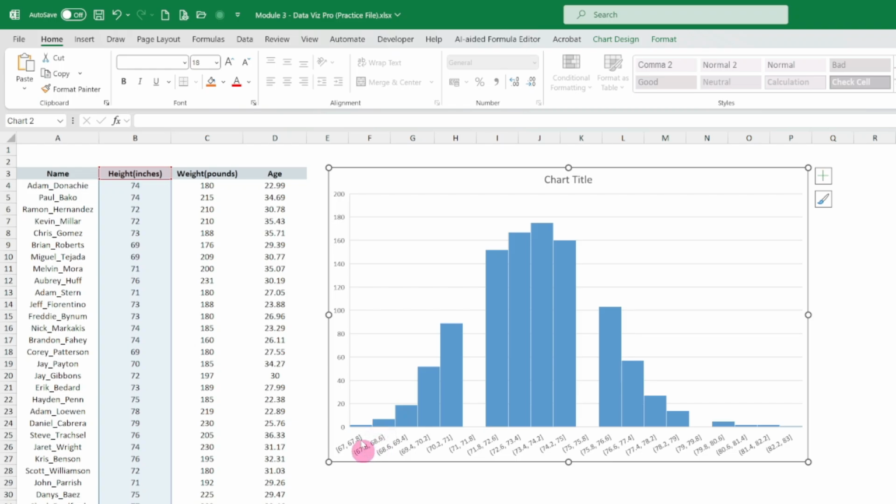So in this graph, you see at the bottom that there are two values. At the bottom there are values, and one value is 67 to 67.8. So these are given as fractions. We can change these fractions into whole numbers.